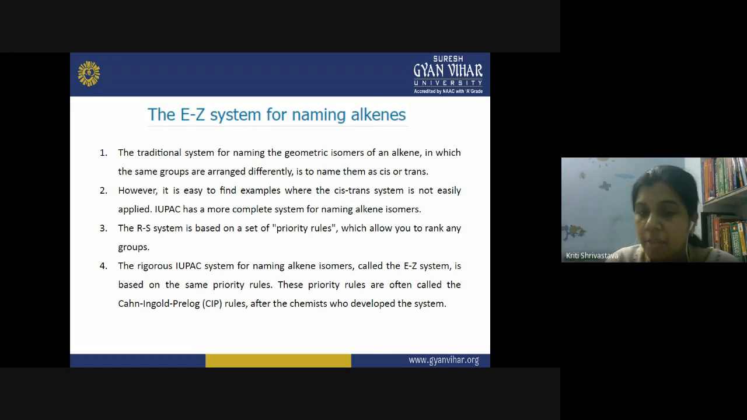So in the IUPAC system, we call it the EZ system. And if the atoms or substituents having the higher priority are on the same side, you call it Z, and if they are in the opposite direction, you call it E. So this is the EZ system, and the priority rules are what? They are the Cahn-Ingold-Prelog priority rules, which we have just discussed.